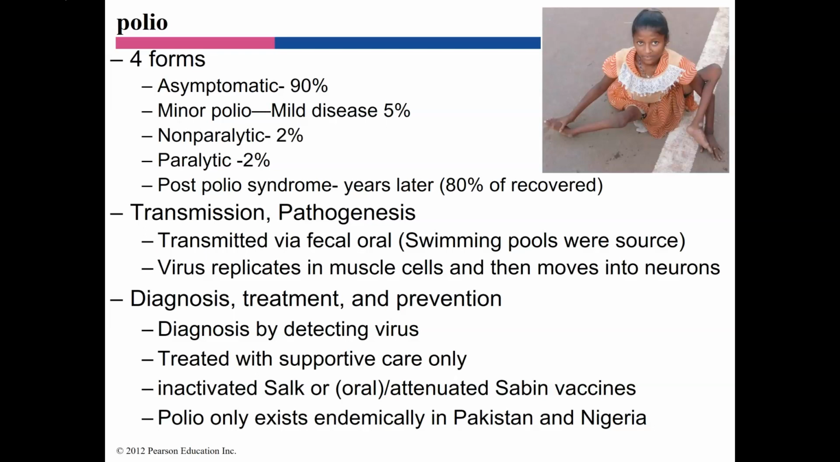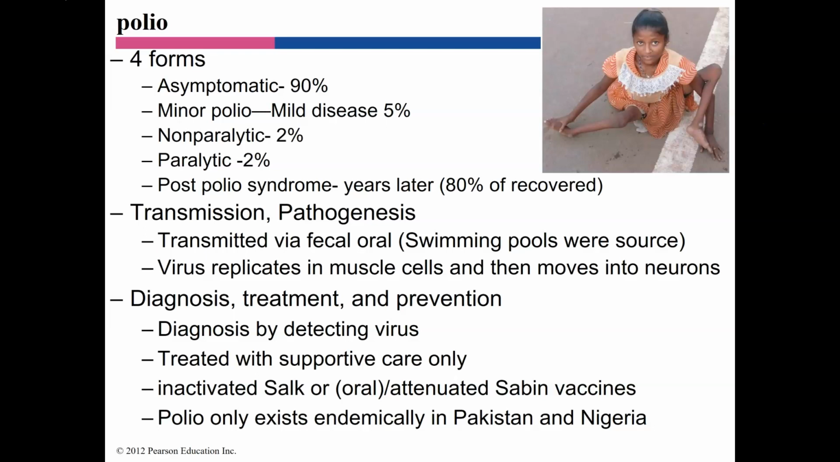This infection is transmitted via the fecal-oral route. In the past, it used to be that public swimming pools were a source of the infection. Think about it. If there's a lot of people in the swimming pool and the chlorine level isn't high enough, the virus will survive and infect people. The virus does replicate first in muscle cells, and then it moves into the neurons where it'll cause a problem. Again, treatment is only supportive care since for a lot of these viral infections, there is no specific treatment.